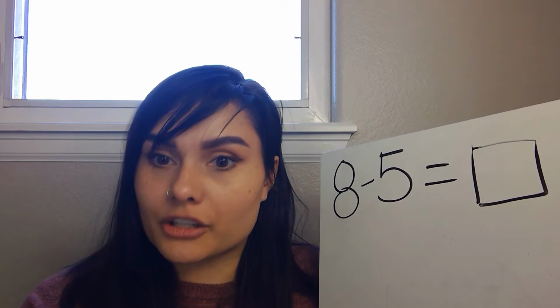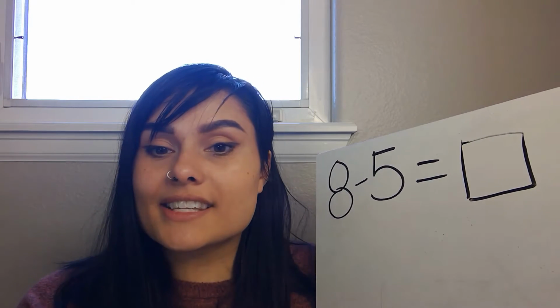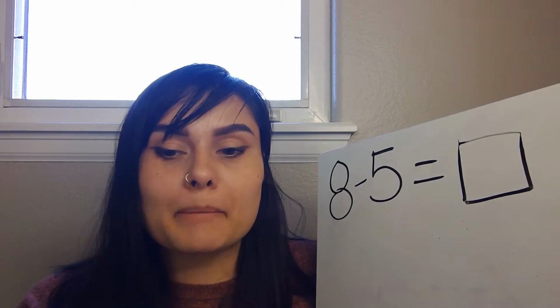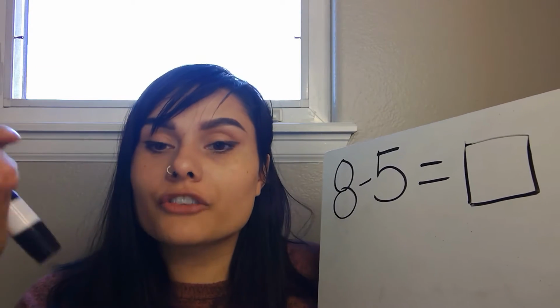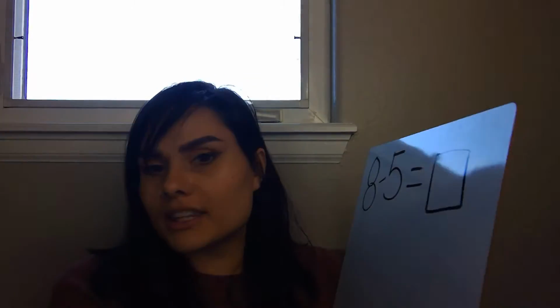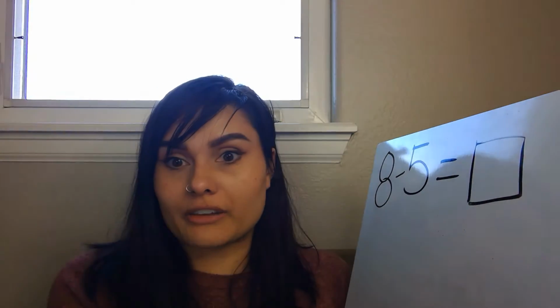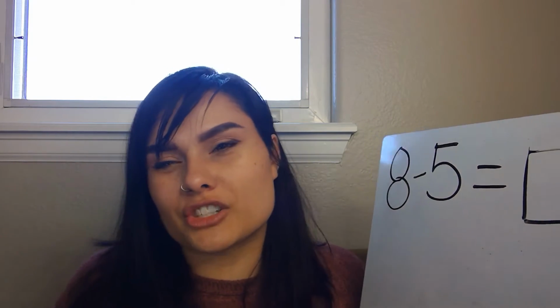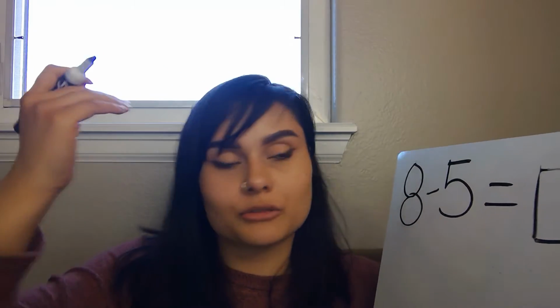I'm going to show you another strategy, and this is that counting on strategy, but for subtraction. So the first one, it was like counting all, where we drew all the circles, took them out, and then counted how many were left. In this one, it's counting on, but for subtraction. It's almost like counting back, okay?